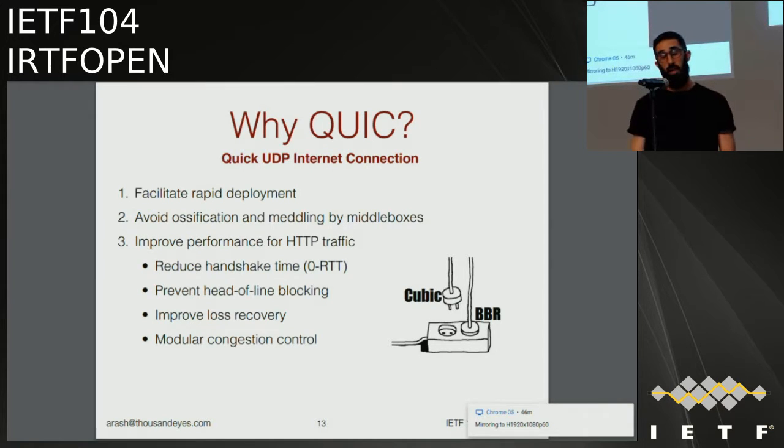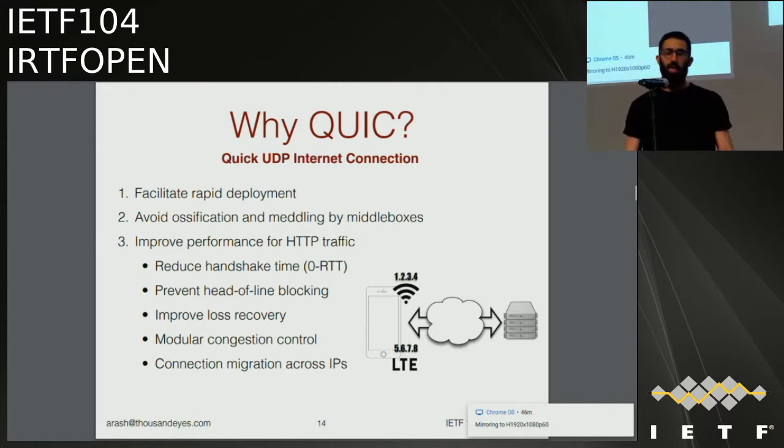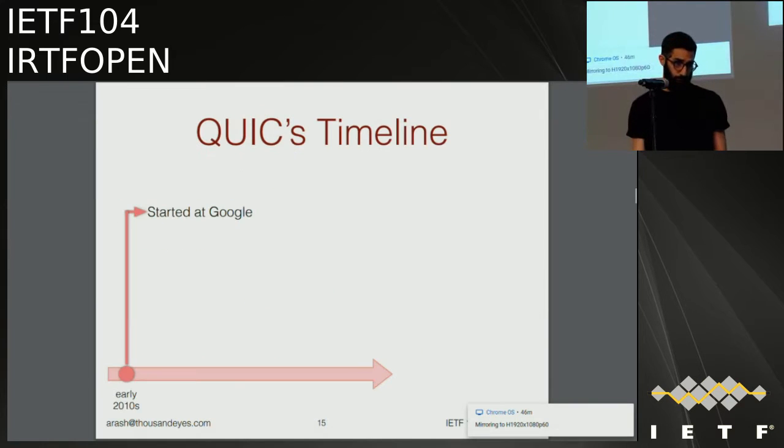everything is in application layer, so you can easily update things and deploy them at scale. And there are a lot of other optimizations that I'm not going to go into all of it, but basically QUIC tries to learn from decades of transport protocol evolution and take the good things that worked and put it into a single protocol. A little bit of history.